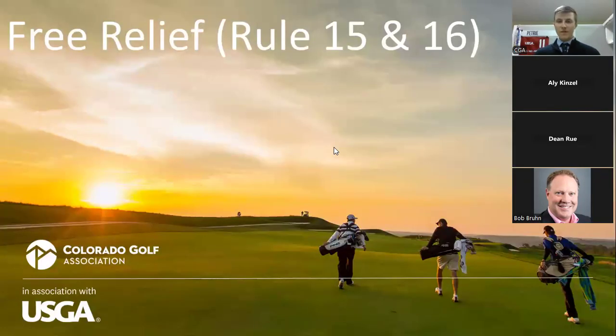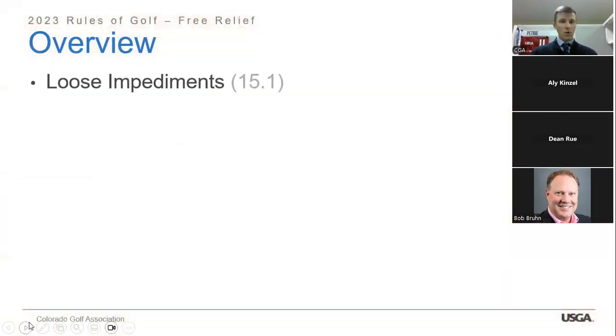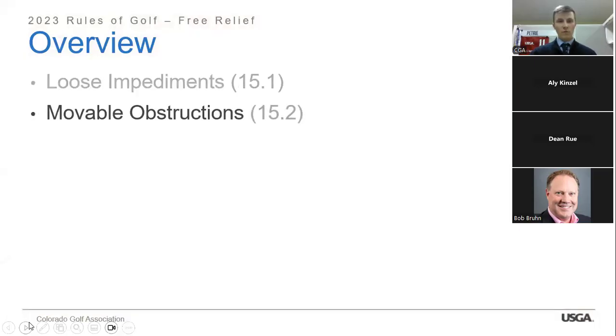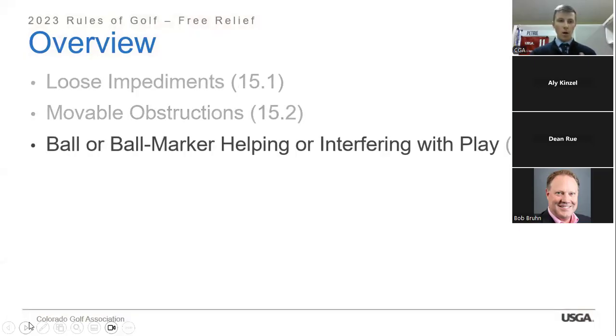Okay, so this evening we're looking at free relief rules 15 and 16. These are, of course, the best rules because you're getting out of lies and conditions that you may not otherwise be able to. So, part of 15, we're looking at loose impediments, movable obstructions, ball marker, and balls sort of helping, interfering with play. How we sort of get around those, the difference between helping and interfering, we'll get into that.